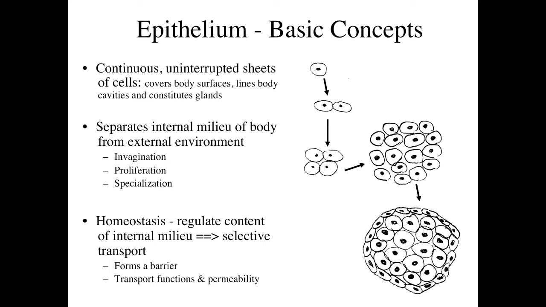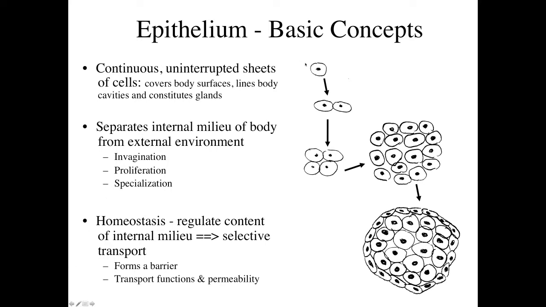Epithelium would separate the internal milieu of the body from the external environment, so epithelium can invaginate, it can proliferate, and of course it can specialize. Epithelium plays an important role in homeostasis, so it can regulate the content of the internal milieu, not only of individual organs, but of the body at large. Epithelium can function as a barrier, so it can be involved in selective transport across a surface of the body. It can function in various transport capabilities and in permeability.